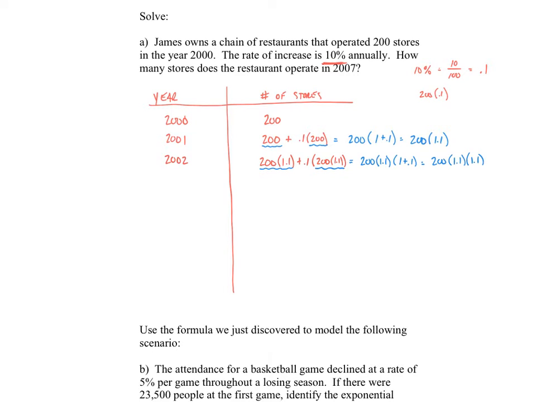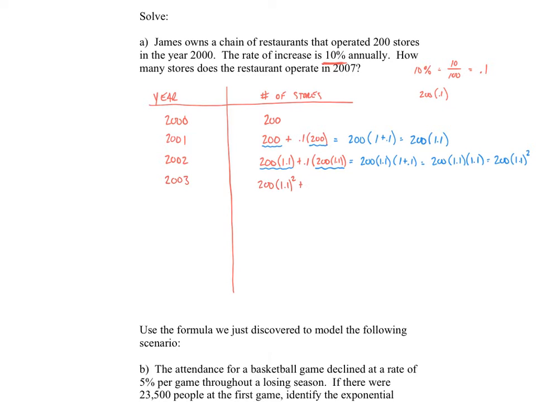And we can do something even better here. We can push those two 1.1s together and call this 200 times 1.1 squared and make it real nice. So we've packaged this all up, and it looks like this. We are using our factoring by grouping skills to help us do that. So let's go on to the year 2003. In the year 2003, he starts the year with 200 times 1.1 squared stores. That's how many stores he has to start the year.